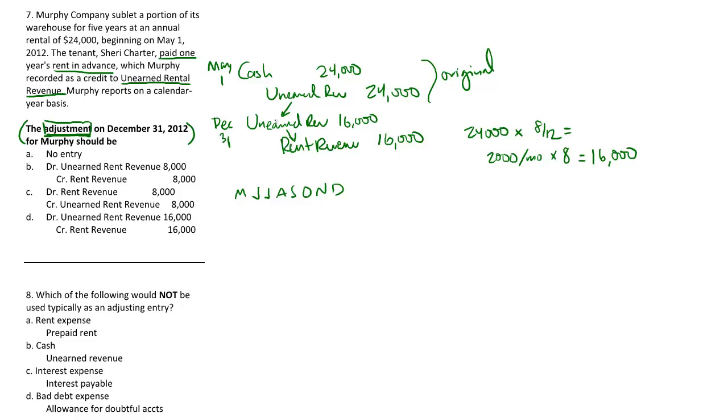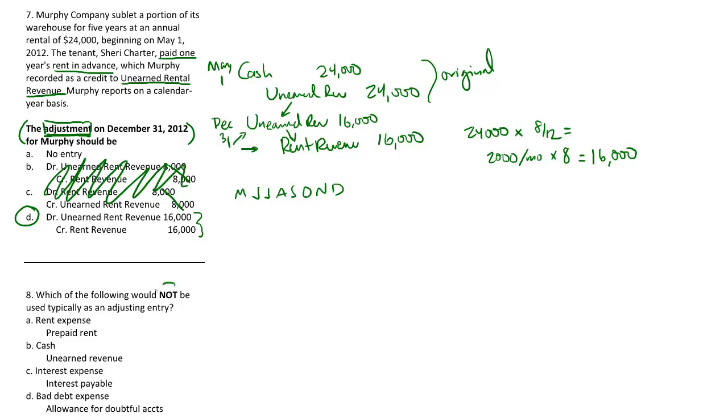So now that we've calculated this, we'll look for the correct answer here. So we know that it's not going to be 8,000, it's going to be 16,000. So now, is this the correct one? Debit to unearned rent revenue, we had that there, and a credit to rent revenue, which we have there. D is the correct answer. And you just scratch out all the rest of these. You can ignore them. Okay, number 8.